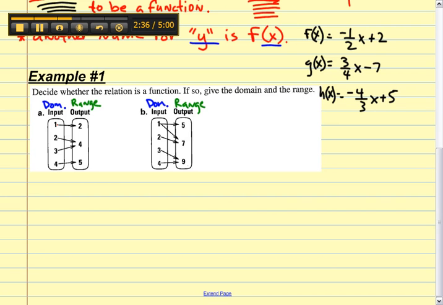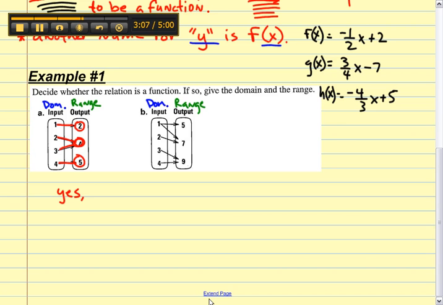If I stick in 1, I get 2 out. If I stick in 2, I get 4 out. If I stick in 3, I get 4 out. If I stick in 4, I get 5 out. Those all work. So yes, this is a function. Now it says, if so, give the domain and the range.